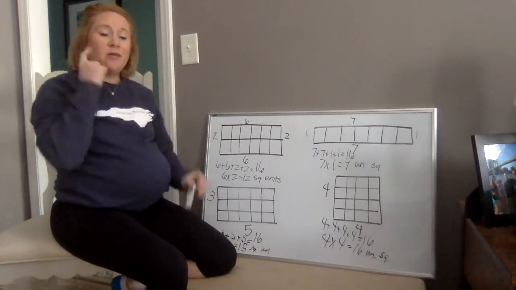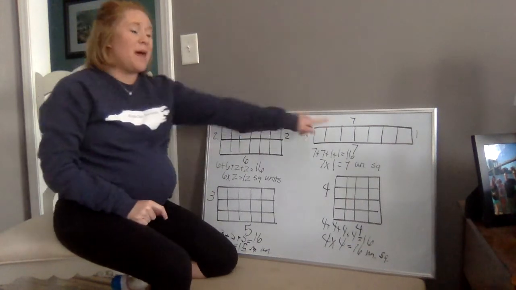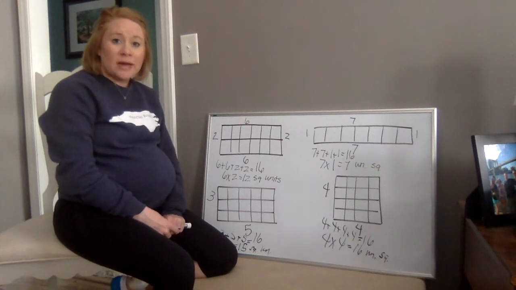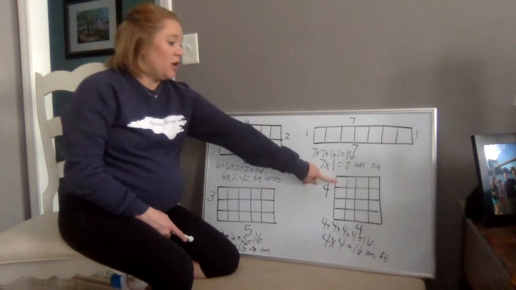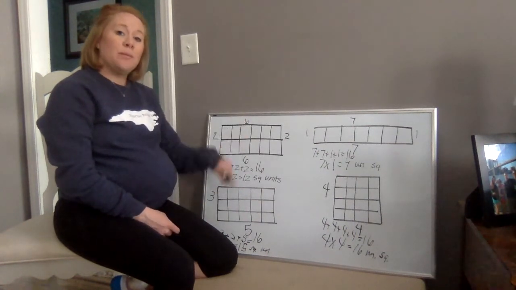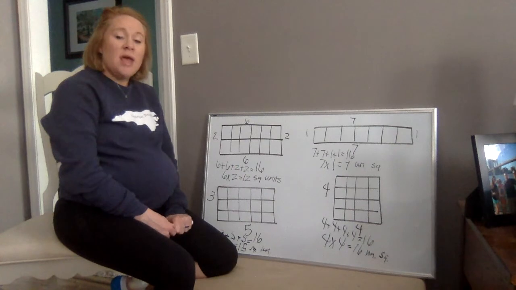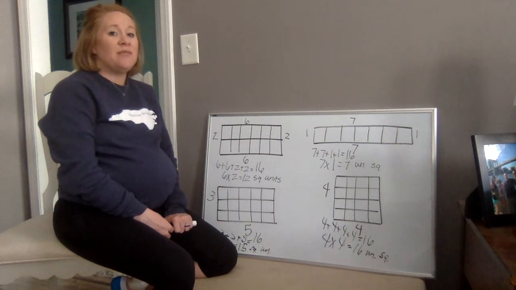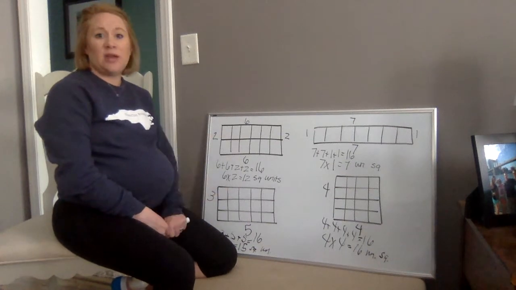So I see a pattern here, like I said. All of them have the same perimeter, but if you look at them, all of them have different areas. They look very different. They have a different number of squares inside, but same perimeter. So remember, your quadrilaterals can look different, but still have the same perimeter with a different area.